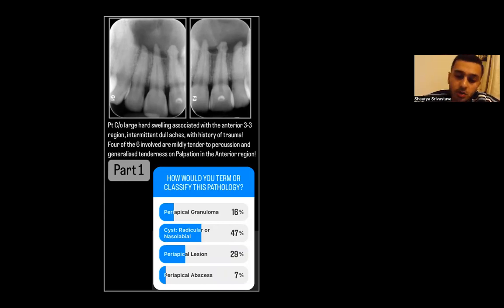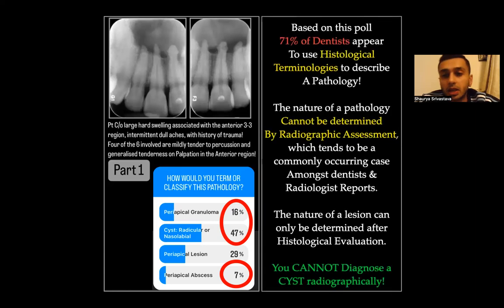And those were the options. As you can see here, we have periapical granuloma, 16%. Most of the people chose what I thought would be the correct answer, which was cyst. They diagnosed cyst based on what we see there. And that's based on a misconception, about periapical lesion and periapical abscess. And 71% of dentists chose histological terminology to diagnose a lesion, all right?